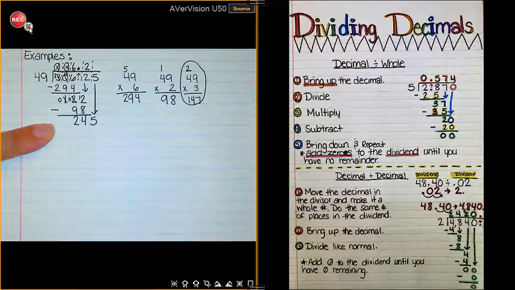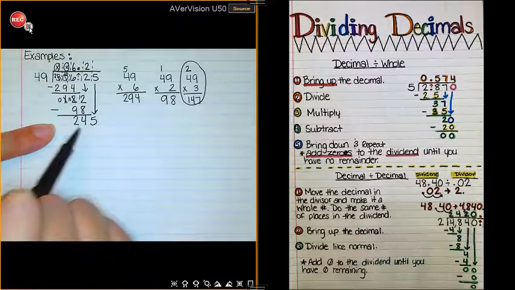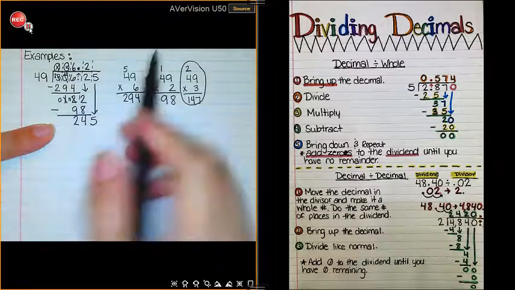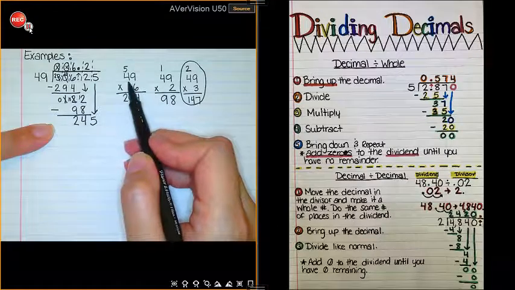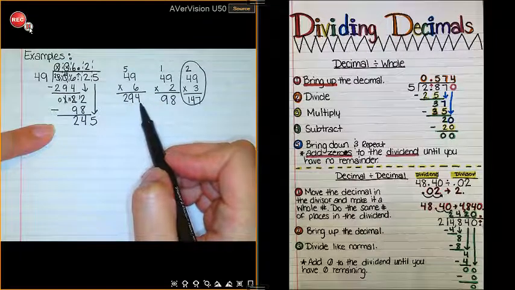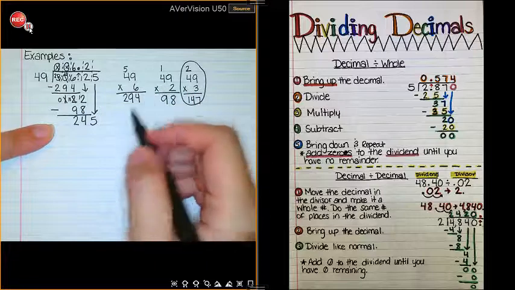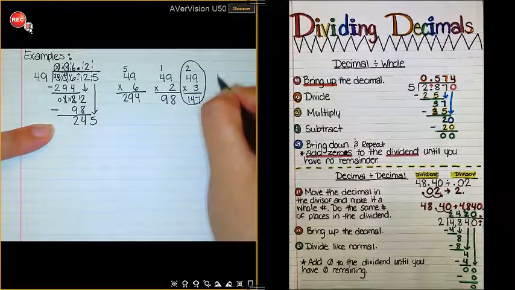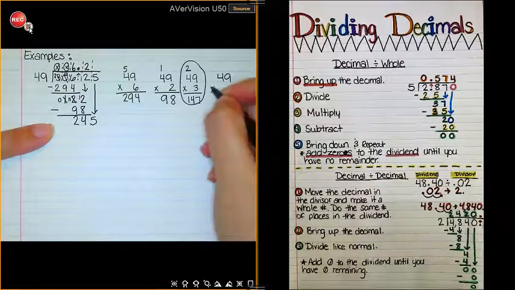So now we need to figure out how many times 49 can go into 245. So we know that 49 times 6 gave us 294, so that's pretty close to 245. So let's try the number below it. Let's try out 49 times 5.